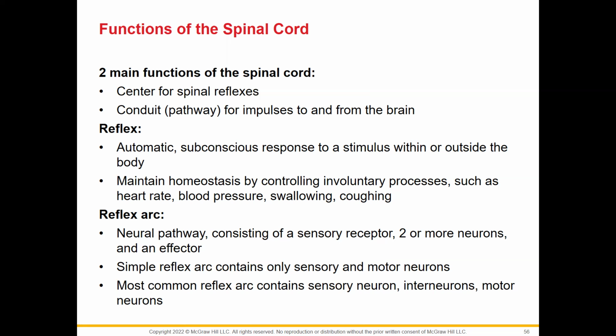So let's talk about reflexes and reflex arcs. A reflex is an automatic subconscious response to a stimulus within or outside of the body. Subconscious, meaning you are conscious, you are awake, but you are not paying attention to and creating the reflex response. So something happens, and then automatically your brain responds with a particular response, even though you are awake.